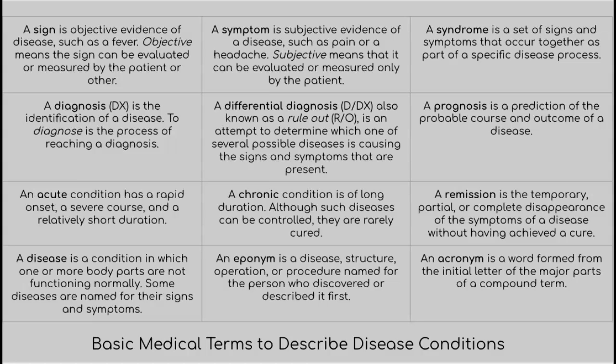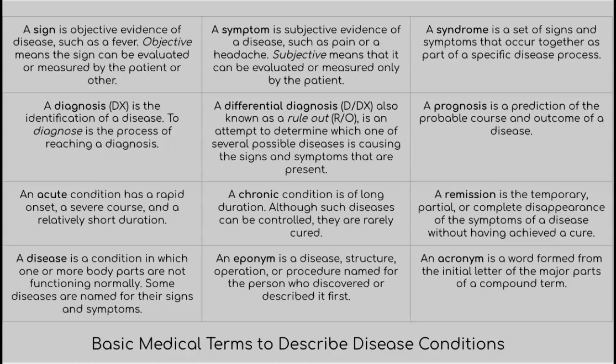A syndrome is a set of signs and symptoms that occur together as part of a specific disease process. A diagnosis is the identification of a disease. Fun fact, and you should already know this, medical assistants cannot diagnose. We are not physicians. They are the only ones that can diagnose patients. To diagnose is the process of reaching a diagnosis. A differential diagnosis, also known as a rule out, is an attempt to determine which one of several possible diagnoses is causing the signs and symptoms that are present. A prognosis is a prediction of the probable course and outcome of the disease.